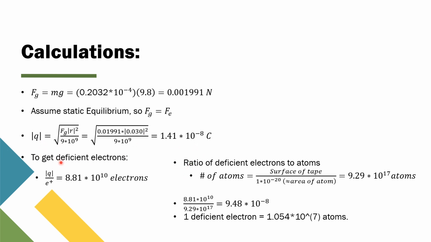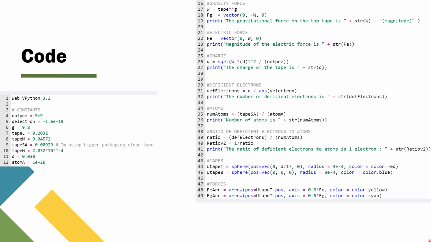And to get the number of deficient electrons, it's basically the charge over the charge of an electron. So electrons are 1.6 times 10 to the negative 19th power. And to calculate the deficiency ratio with the atoms, I first calculated the number of atoms, which was based on the surface area of the tape, which again for me was a higher surface area than most since my tapes were bigger, I used packaging tape. That was 9.929 times 10 to the negative 17 power. And then I divided the electron deficiency over the atoms to get the ratio, which was 1.054 times 10 to the 7th power.